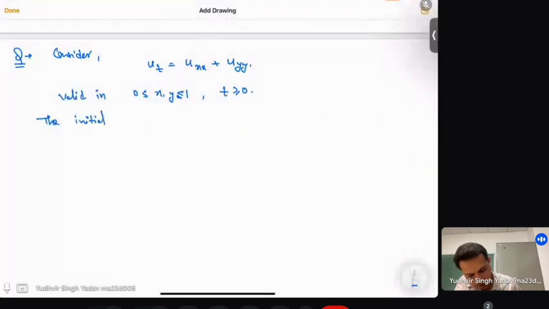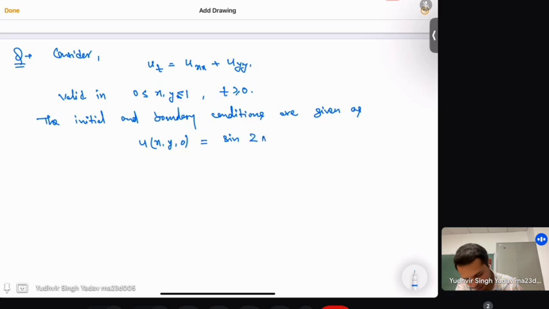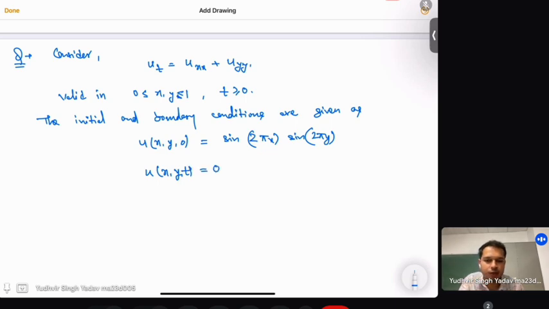The initial and boundary conditions are given as sine 2 pi x, sine 2 pi y, and the boundary conditions are u as a function of x, y, and t equals 0 for all t greater than 0 on the boundary.